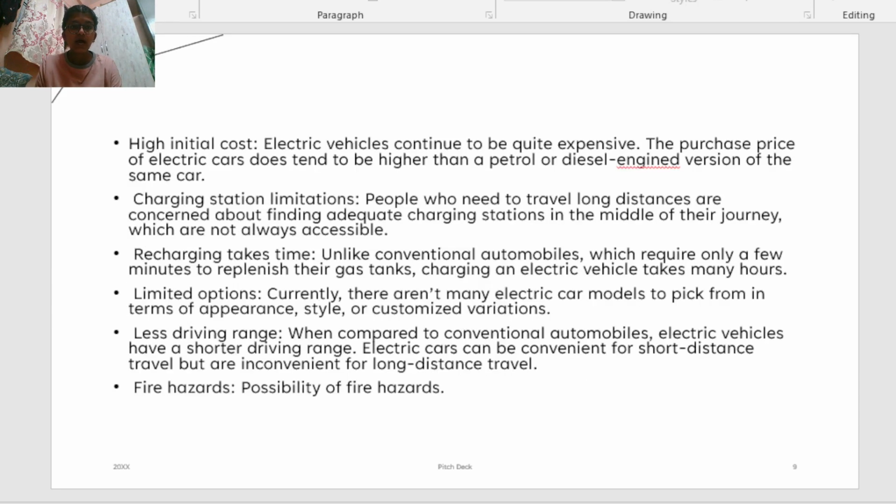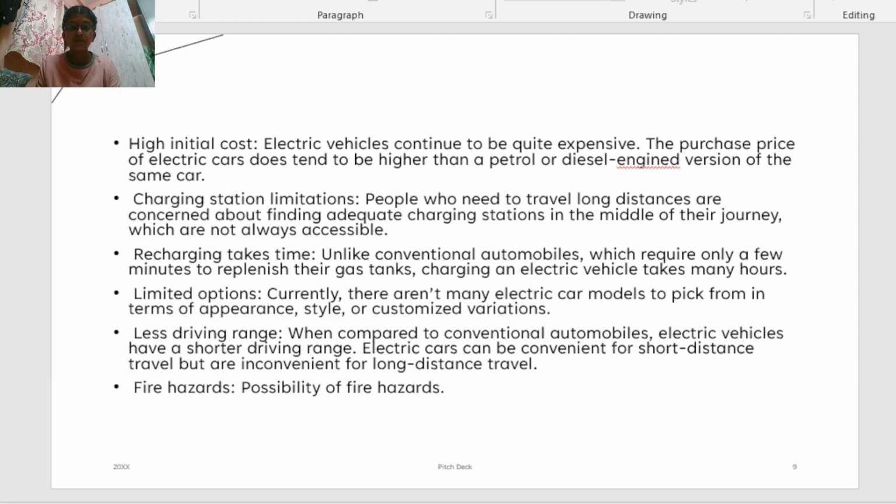Next, we have high initial cost. Electric vehicles continue to be quite expensive. The disadvantages of electric vehicles: high initial cost. The purchase price of electric cars does tend to be higher than a petrol or diesel engine version of the same car.